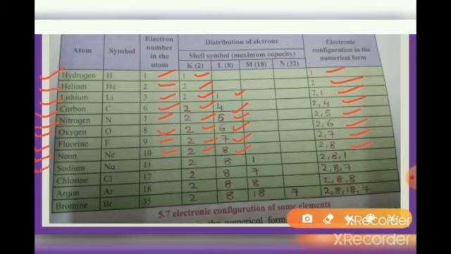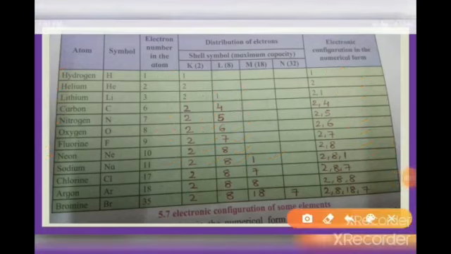In sodium, the electron number is 11, so it is divided into K shell 2, L shell 8, and M shell 1. So it will show the electronic configuration 2, 8, 1. Chlorine, now we'll see, has 17 electrons. In the K shell it has 2, in the L shell it has 8, and in the M shell it has 7 electrons. So the electronic configuration is 2, 8, and 7.